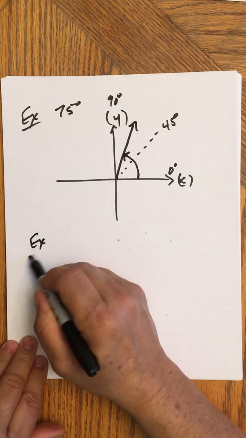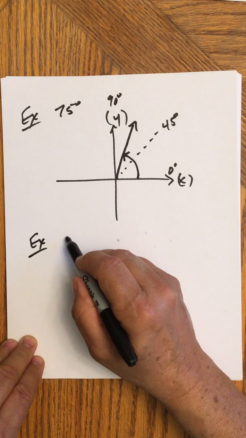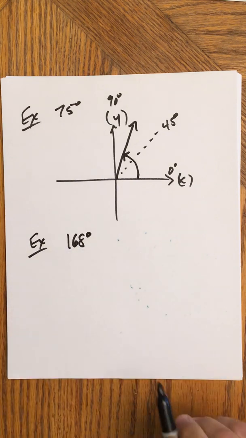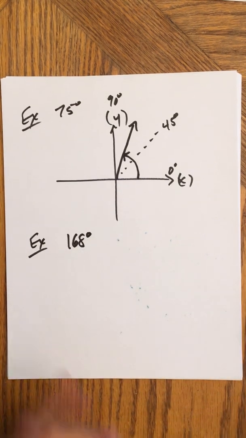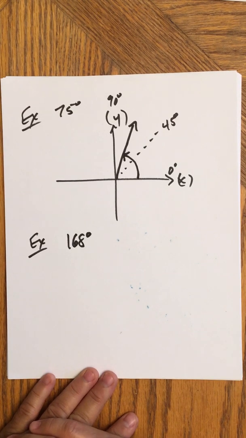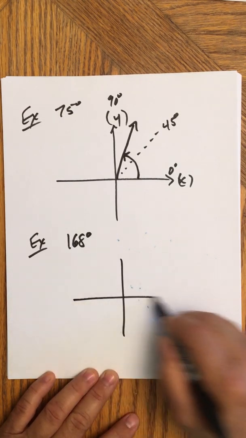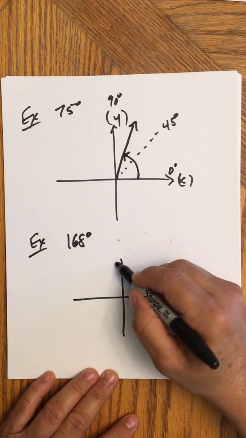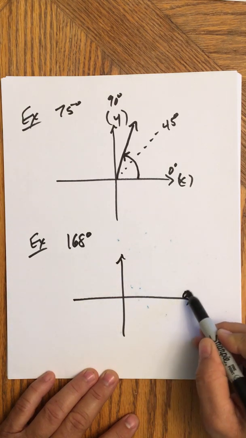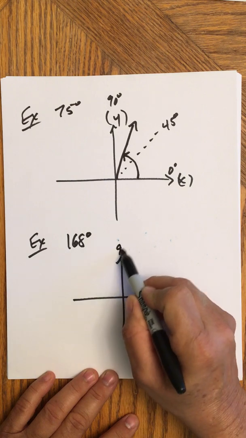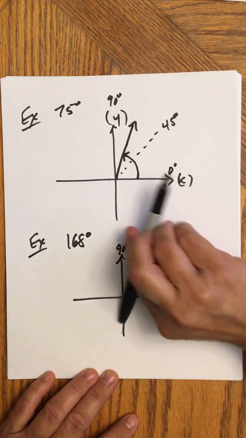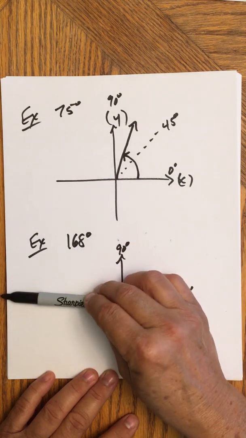All right, let's do another example. Suppose you're asked 168 degrees. Pause the video for a moment and go ahead and draw what you think would represent 168 degrees. So here we are. And basically, again, this is always 0. So we're rotating. As we're rotating, we go through 90. If we went all the way over here, we'd be at 180.